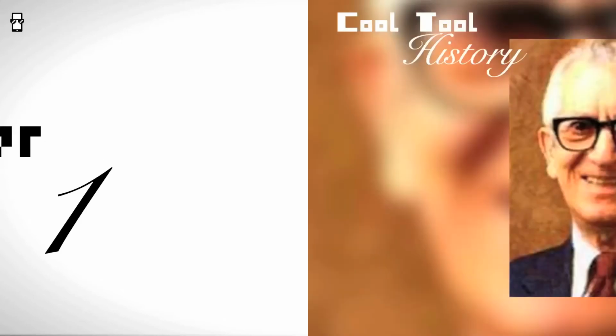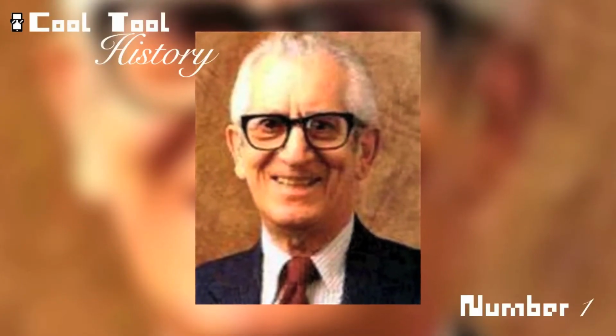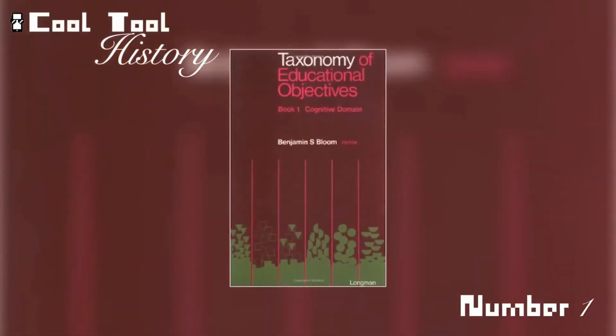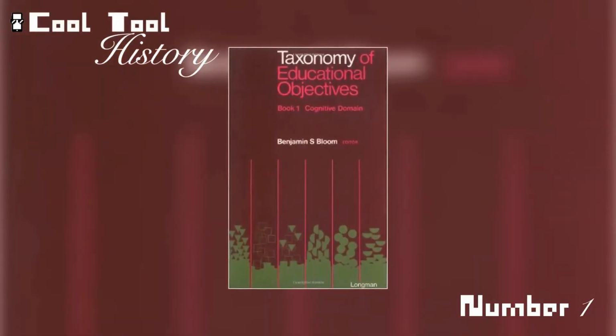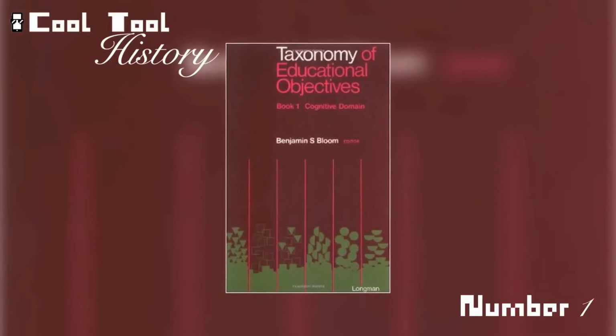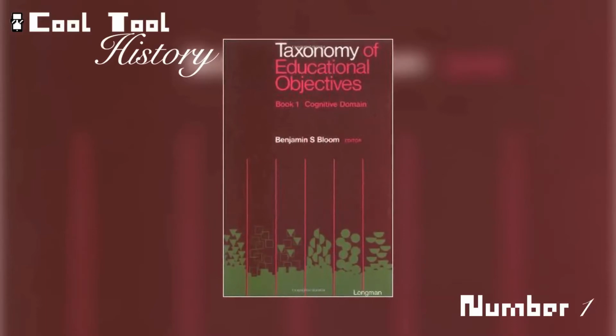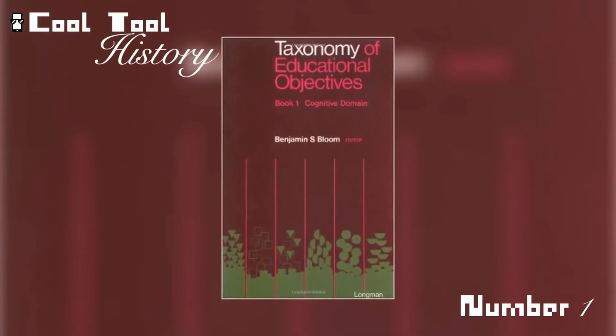Number 1. Bloom's Taxonomy was created in 1956 by a committee of educators chaired by Benjamin Bloom. Though the book that was first published in 1956, Taxonomy of Educational Objectives, the Classification of Educational Goals, was also edited by Bloom, it was only after a series of conferences between 1949 and 1953 that helped shape it.